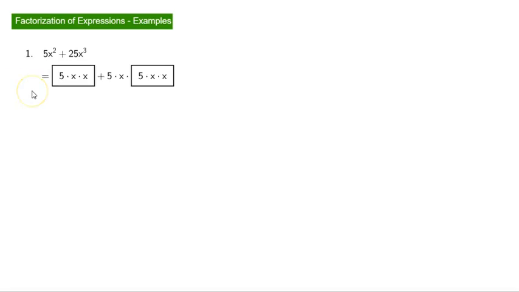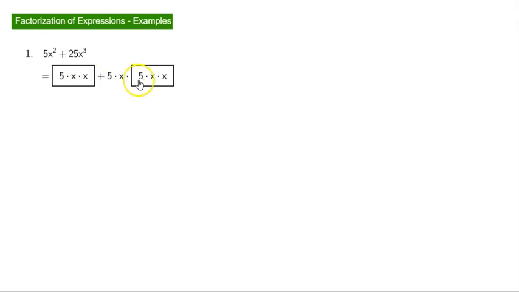In the previous session, we looked at factorization of expressions. Let's look at some examples. We have 5x square plus 25x cube. So let's break up each of these terms. 5x square can be written as 5 times x times x, and 25x cube can be written as 5 times 5 times x times x times x. And we do the grouping.